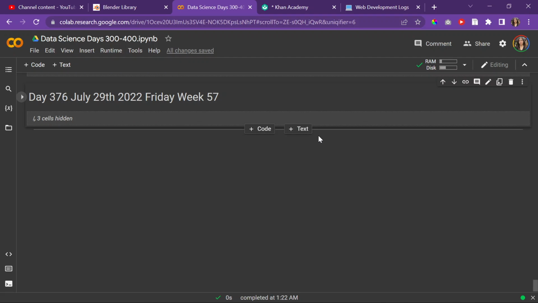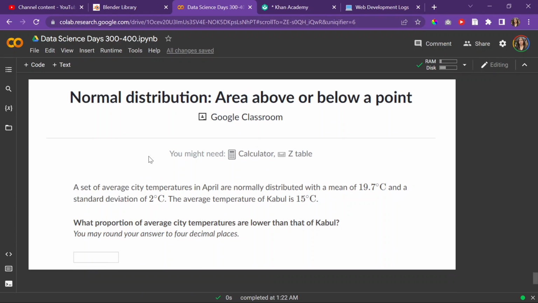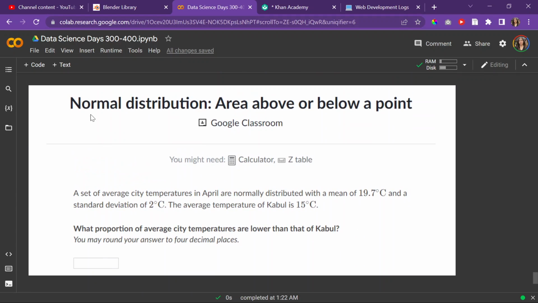Today is day 376 of data science. It is also Friday, July 29th, 2022. And today I'm going to be doing this problem. It's another normal distribution problem.